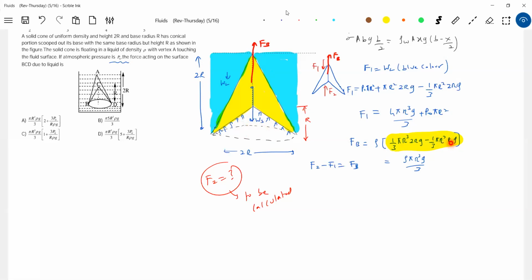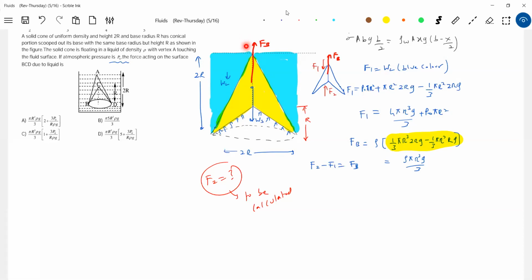minus the volume of this particular cone, 1 by 3 pi r square, height of the cone is r, into g. Okay, fine. So the yellow color I made. This FB is what I know. How to bring F1? The weight of the liquid present in this one, the blue color. The weight of this part of the liquid. I think there's a very important idea. How to calculate this weight? You have this cylinder. In that cylinder, you remove the volume of this bigger cone. You'll get the weight of the liquid.